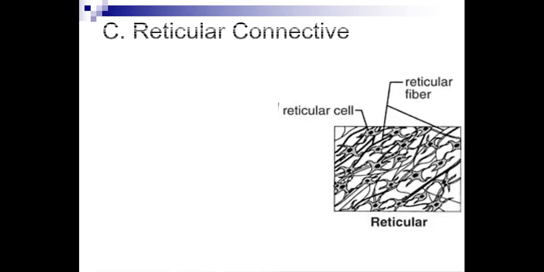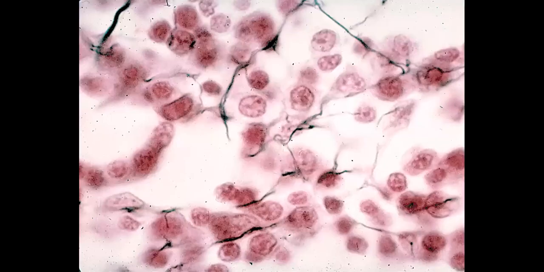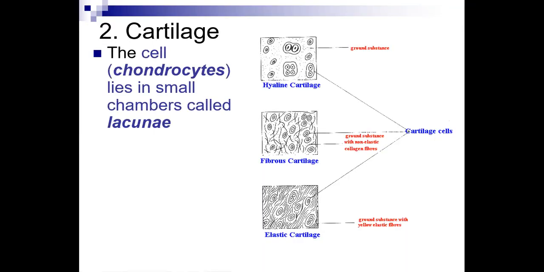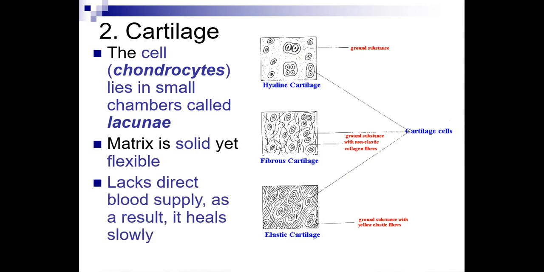All right, we're going to skip reticular connective, and let's get into cartilage. Cartilage is made of chondrocytes. Cartilage is like a padding. It prevents bone on bone grinding.